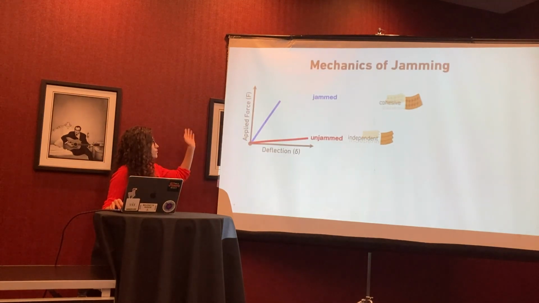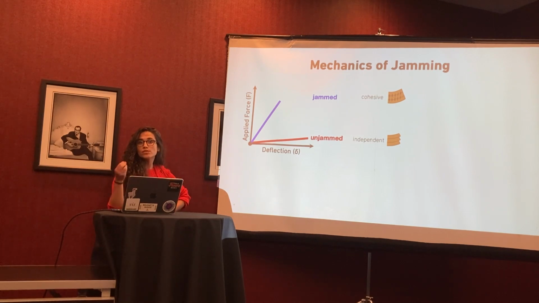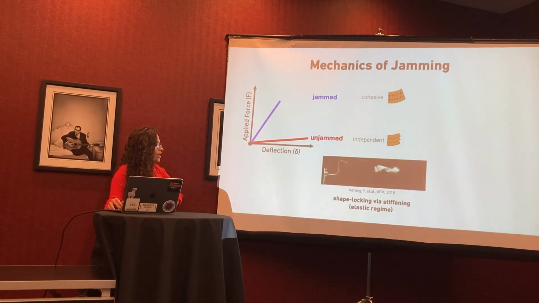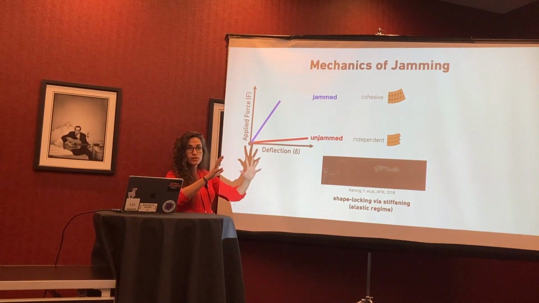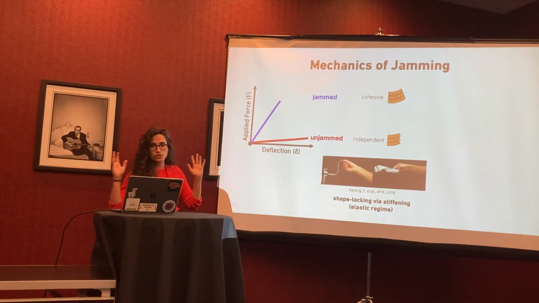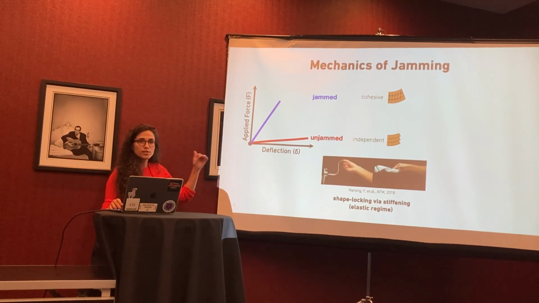To quickly look at this in a force deflection plot, we have this very dramatic change in stiffness. We can program it based on the geometry of the structure. And this helps with shape locking. So this has been used in different cases. Here you're seeing in the soft state, you put your structure in a certain shape, and then you stiffen it, and it keeps the original shape. So that's one, and I think that's the most commonly used application for jamming in shape morphing.